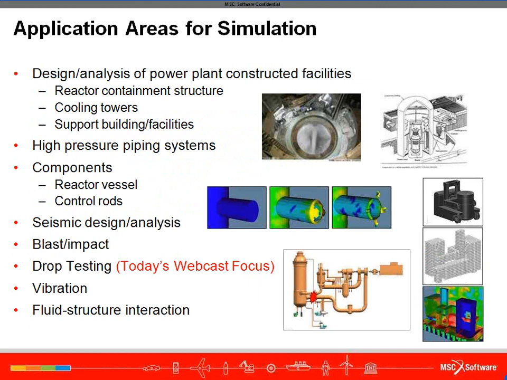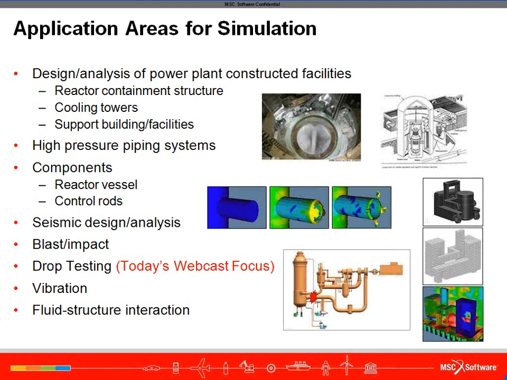So the application areas for simulation software in the nuclear power industry cover the entire spectrum of MSC's offerings. These include structural, coupled structural, thermal, vibration, impact, fluid structure interaction types of analysis, among many others. Specific examples pertaining uniquely to the nuclear industry include the design and analysis of reinforced concrete structures, such as reactor containment buildings. We'll talk about that in a later webinar.